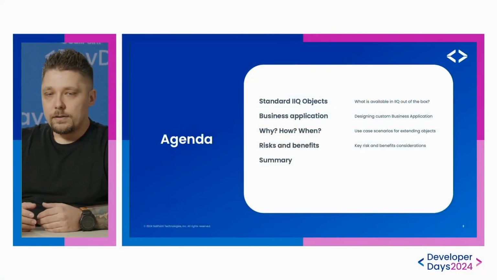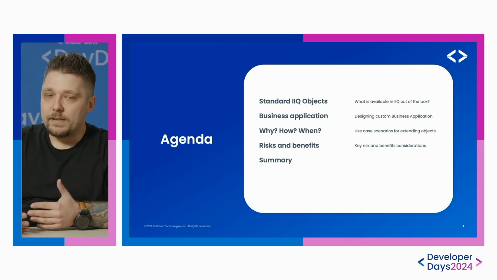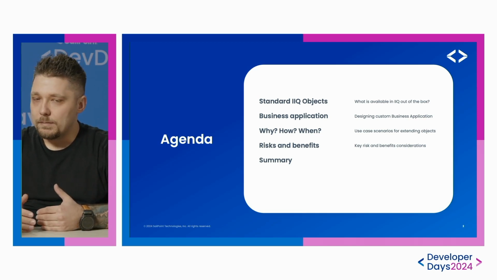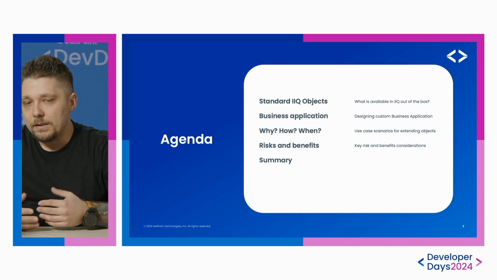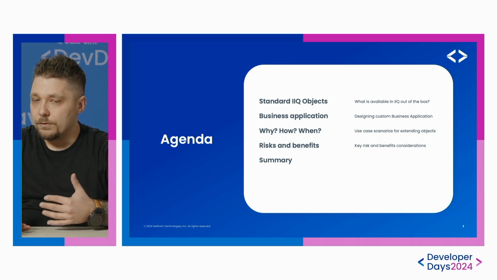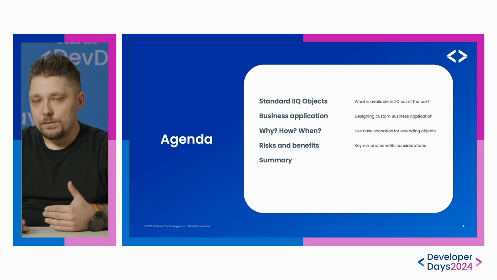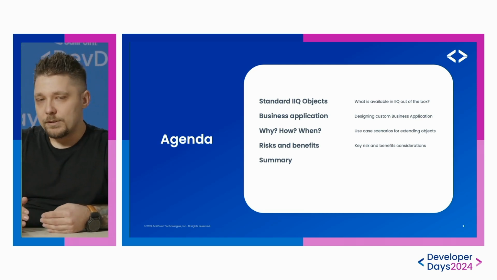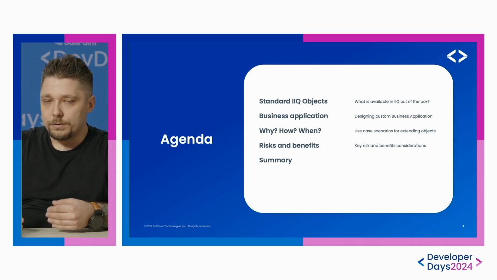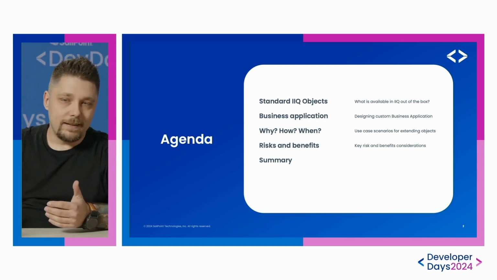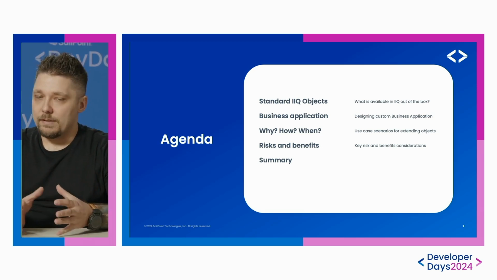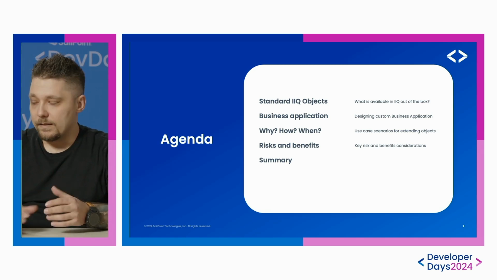So today we are going to talk about what the standard IdentityIQ objects are, what they are about, and what we have there. We will create our own custom Hibernate object called business application. I will try to explain the use case, when and how it can be useful for you. And of course, I will try to answer the most important question: how, when, and why should you do that? On the very end of this presentation, I will show you the risks and benefits of this solution, and as a summary, I will try to wrap everything up, just to have everything in one place, right?